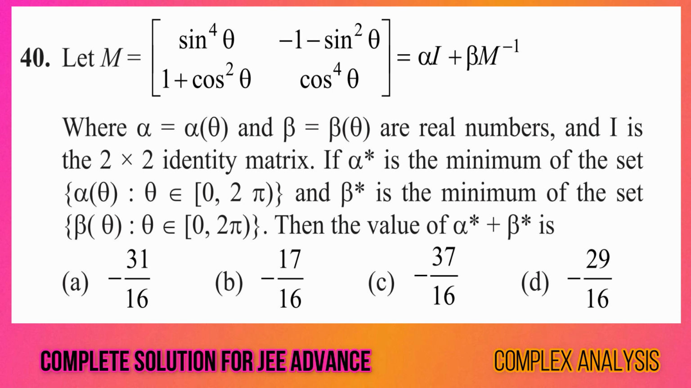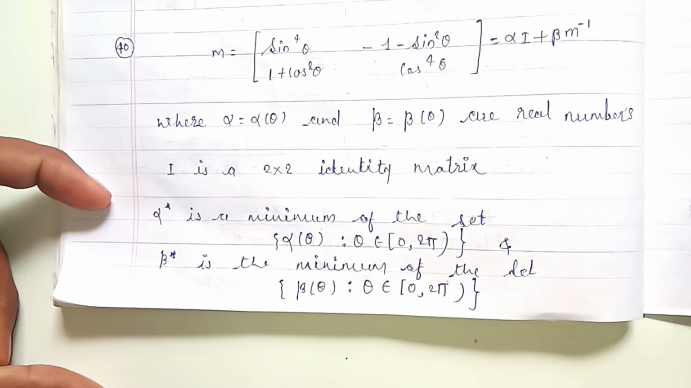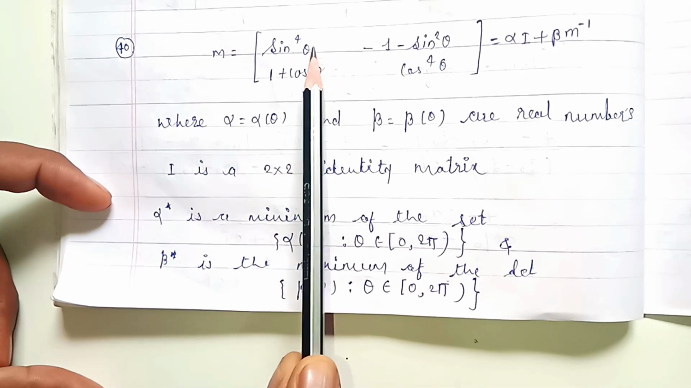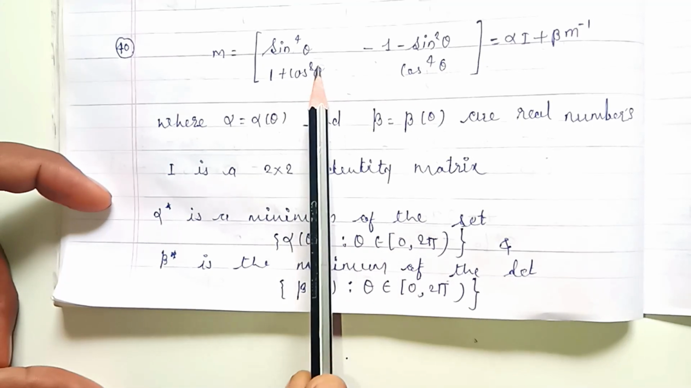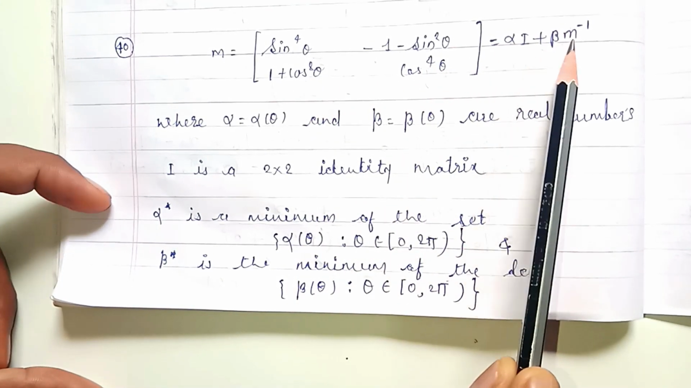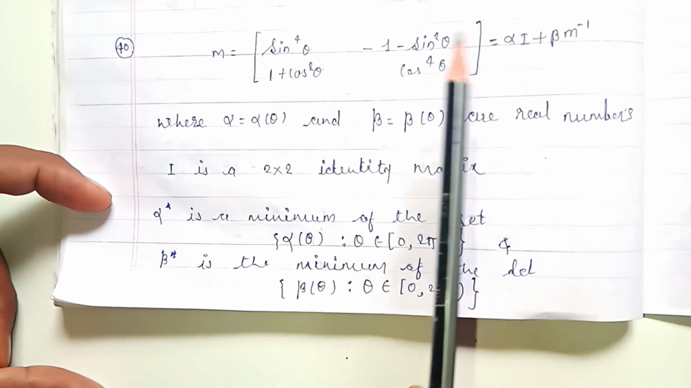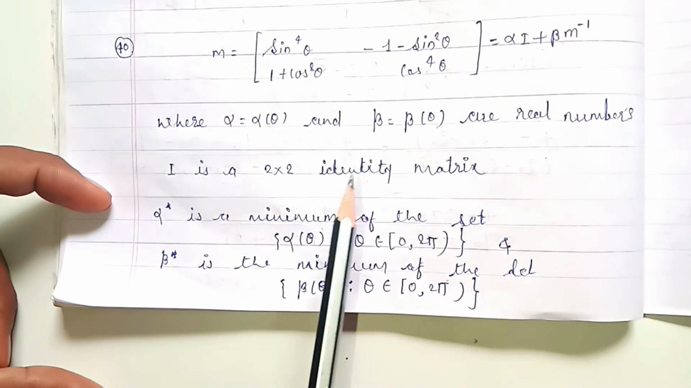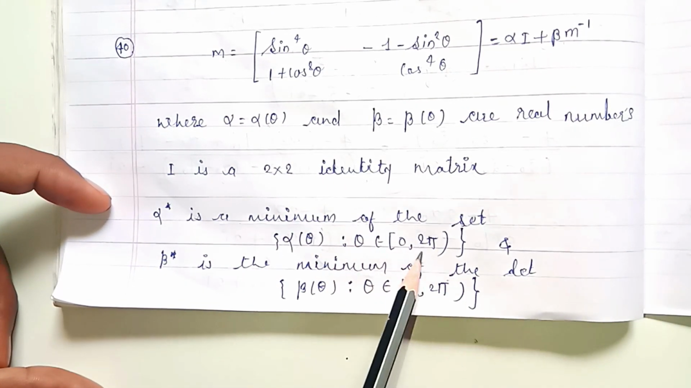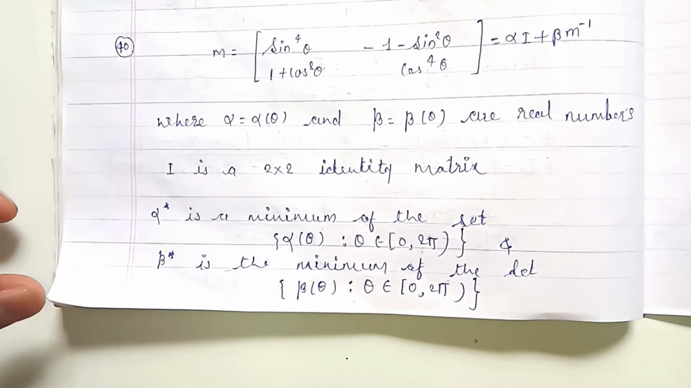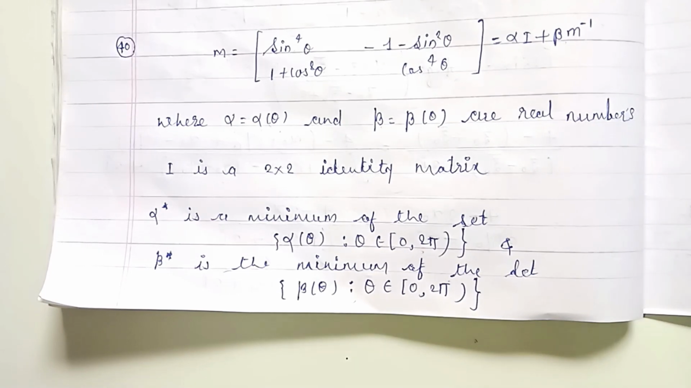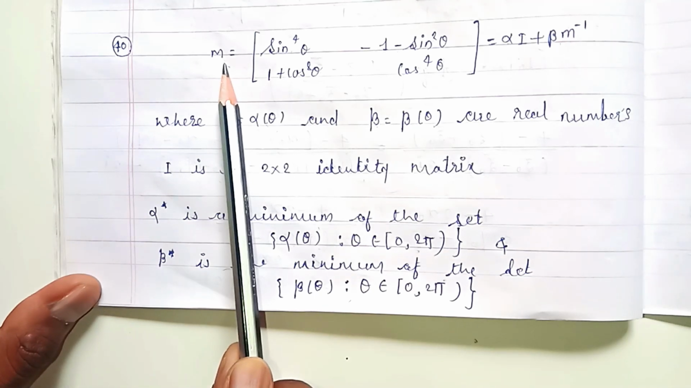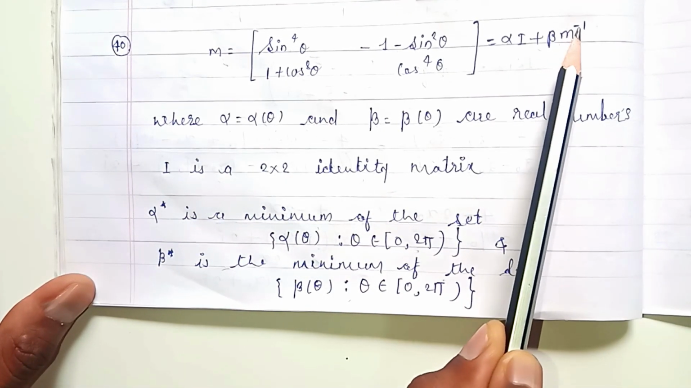I will explain each and every step in detail because this question is from JEE Advanced. We have the given matrix M with entries sin 4 theta, minus 1 minus sin square theta, 1 plus cos square theta, and cos 4 theta, which is equal to alpha I plus beta M inverse. Alpha is alpha of theta and beta is beta of theta, both real numbers. The identity is a 2 by 2 matrix, and alpha star and beta star are the minimum values over their given intervals. By using all the data, we want the value of alpha star plus beta star. Now observe that M is given as alpha I plus beta M inverse.